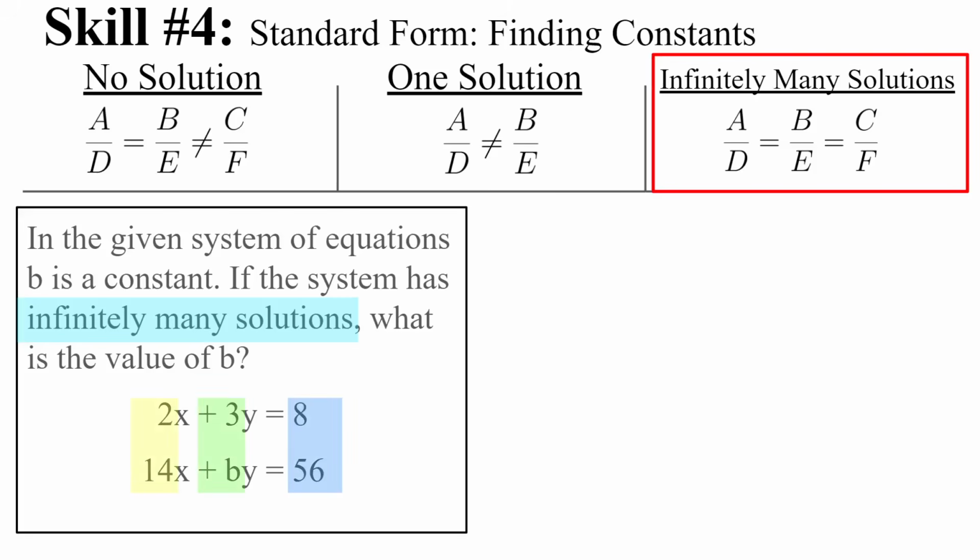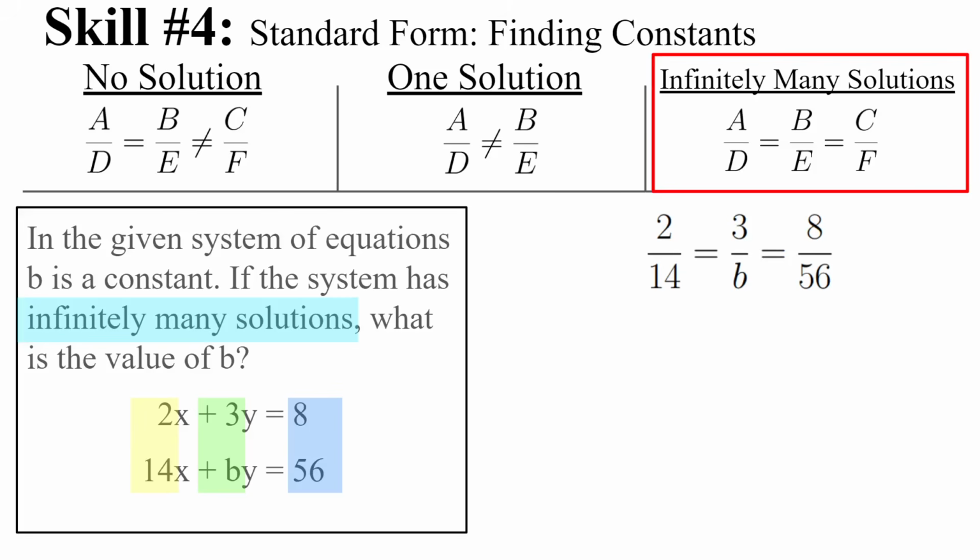Okay, now we're going to pick out our constants, and it's going to look something like this. 2 over 14 equals 3 over B equals 8 over 56. Now, if you want, you can simplify the left one and the right one before you continue, but it doesn't really matter. You have a calculator anyway, so it's not like the numbers being big is going to make it harder. I would just remove room for error and maybe not simplify it, but you can do whatever you want. I'm going to not simplify it.